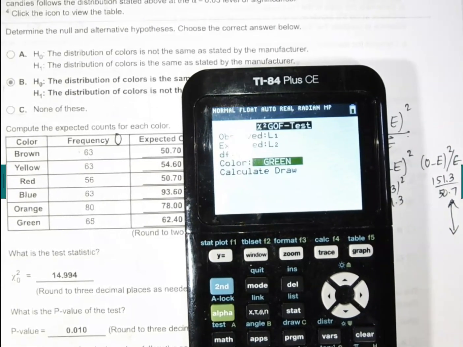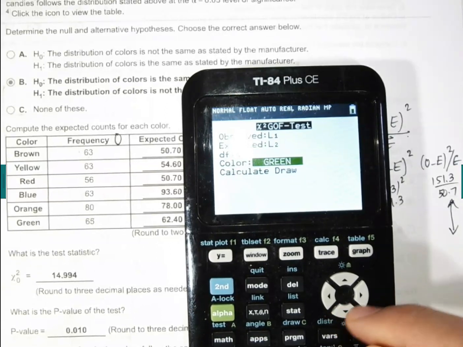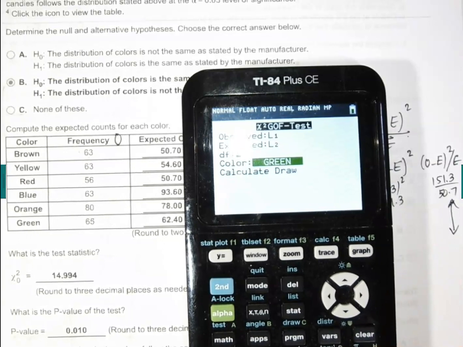Okay, you can see it's asking you to tell where the observed values are. They are in L1. The expected values are in L2. Degrees of freedom, that's very important. The degrees of freedom for the goodness of fit test is the number of categories minus 1. I have 6 colors, minus 1 is 5, so you must enter 5 here.